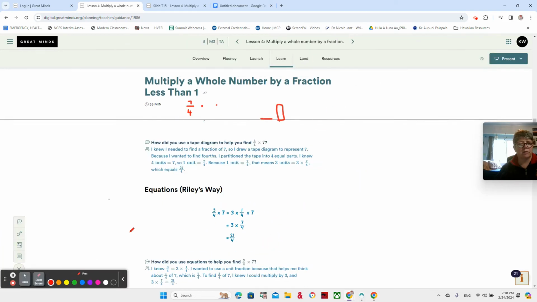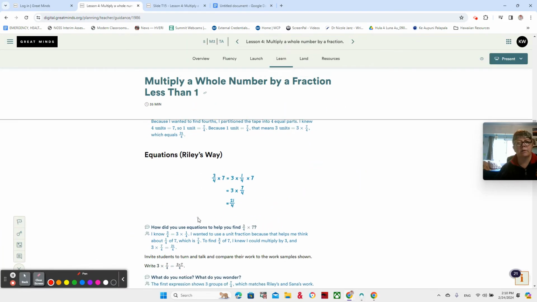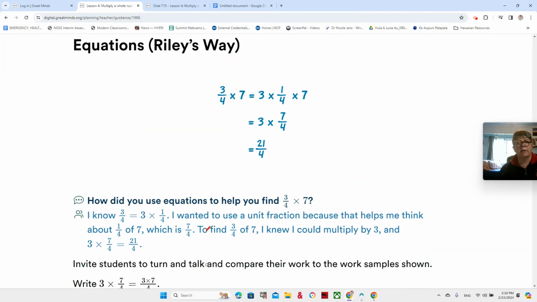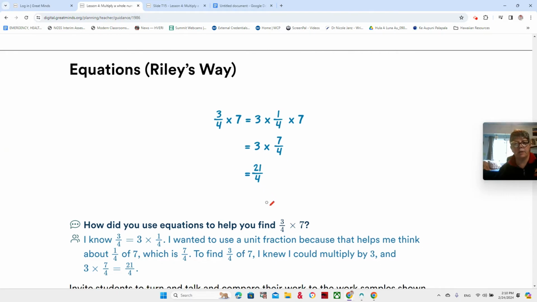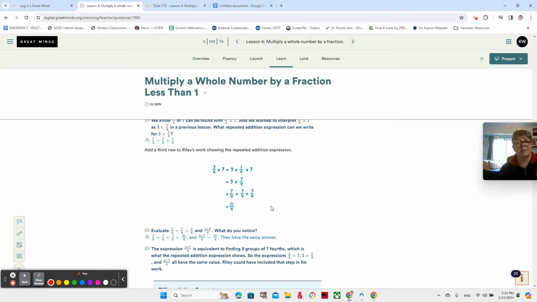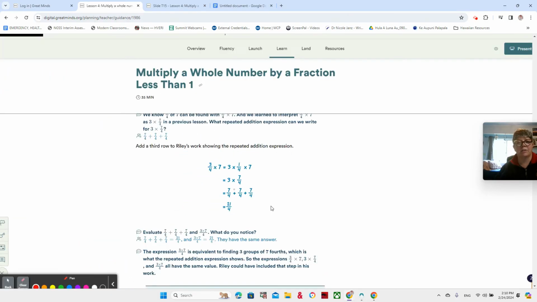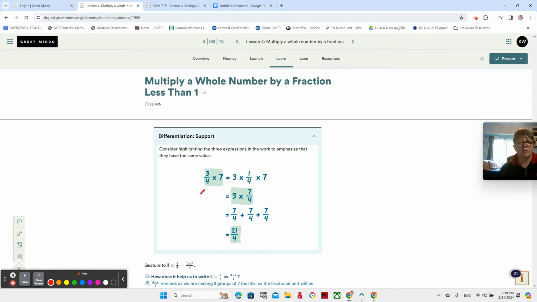Oh, I guess we got to clean the screen off. There we go. Okay. I think this is how I did it. 3 times 1/4 times 7, 7/4 times 3, 21/4. Okay. Notice we're getting all the same answers, right? Okay, very good. And notice also that 3/4 times 7, 3 times 7/4, and 21/4 are all equal to each other, right? So think about that. Think about multiplying. Okay, very good.